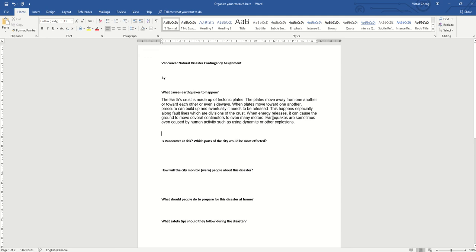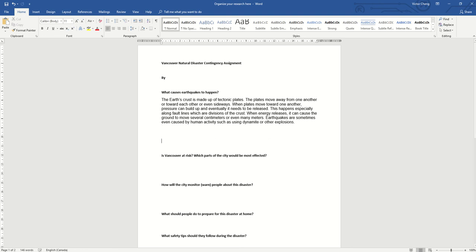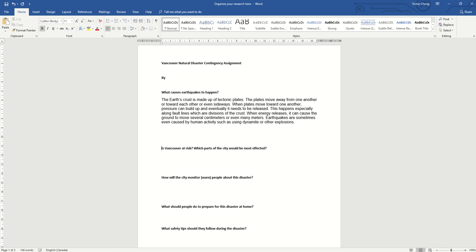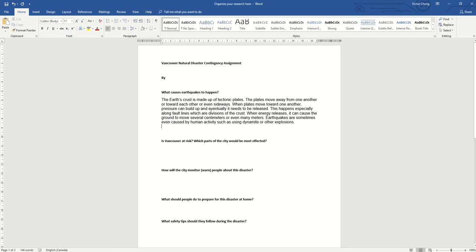It sounds weird. When energy releases, it can cause the ground to move several centimeters, or, that sounds better, or even many meters. Earthquakes are sometimes even caused by human activities such as using dynamite or other explosions. So there. Now, if you did this only, this would definitely be a pass for what causes earthquakes. You would get a passing grade.